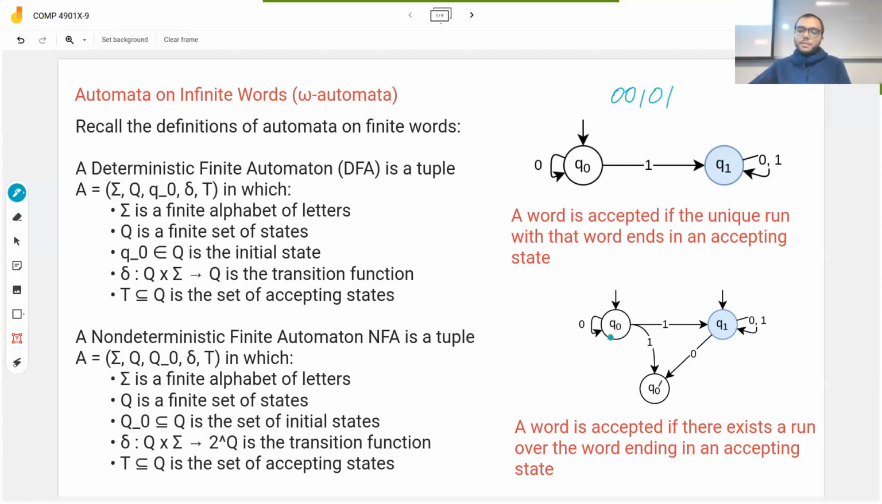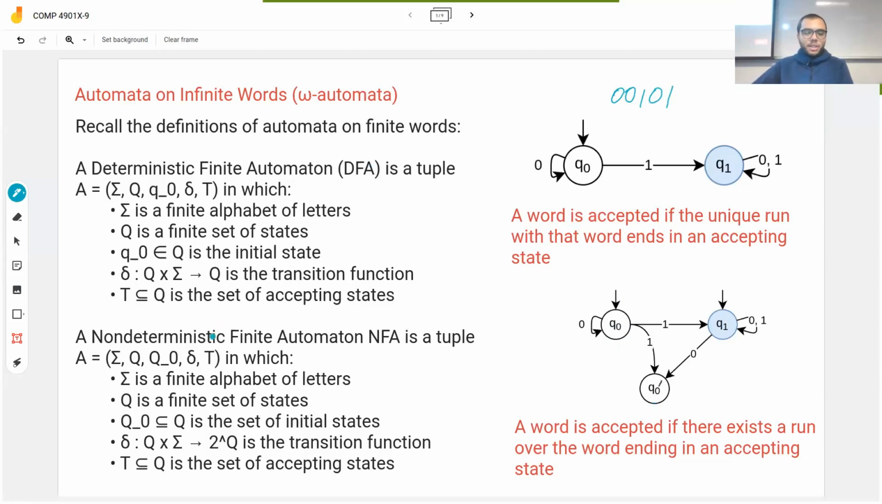For example, here, from this state Q0, if I'm at this state and I read the letter 1, I have a choice. I can go to Q1 or I can go to Q0 prime. Okay? This is what we call non-determinism in an automaton.